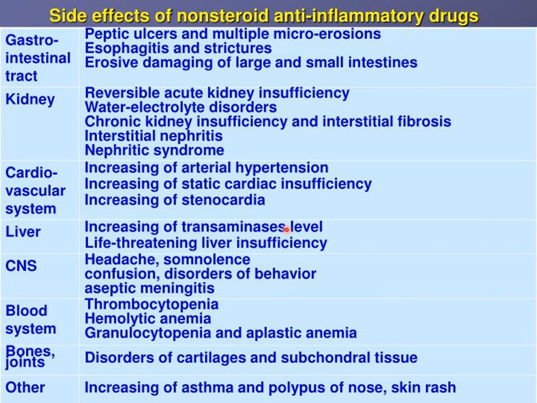Then kidney: reversible acute kidney insufficiency, water-electrolyte disorders, chronic kidney insufficiency, interstitial fibrosis, interstitial nephritis, nephrotic syndrome. Renal adverse effects occur because COX-1 and COX-2 facilitate the production of prostaglandins that play a role in renal hemodynamics. In a patient with normal renal function, inhibition of prostaglandin synthesis does not pose a large problem. However, in patients with renal dysfunction, these prostaglandins play a greater role and can be the source of problems when reduced by non-steroidal anti-inflammatory drugs. Complications that can occur include acute renal dysfunction, fluid and electrolyte disorders, renal papillary necrosis, and nephrotic syndrome that I told you.